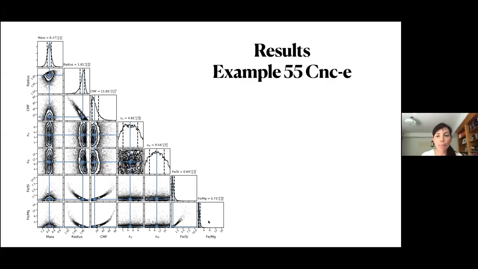So as an example, I want to show you 55 Cancri e. You see the mass here and the radius here and how much we can constrain the core mass fraction, the different proportions of these minerals, and then the ratios are seen here. And you can see that the core mass fraction really influences the relationships between mass and radius. And so that's what we can constrain the most.